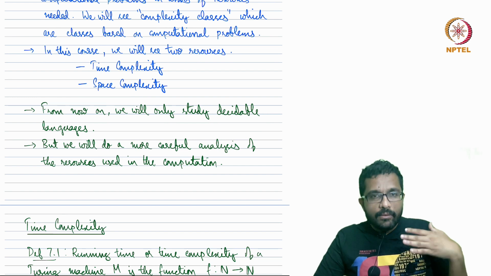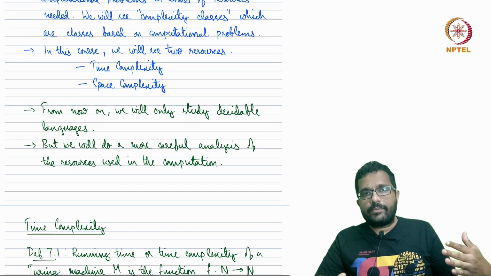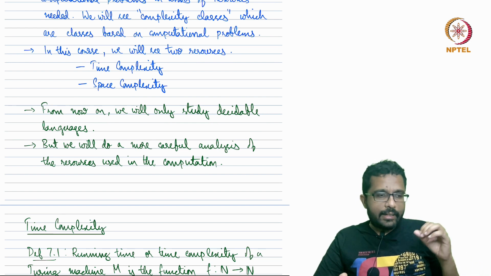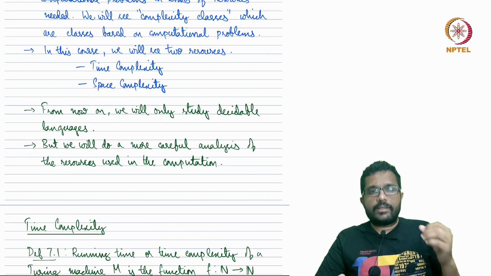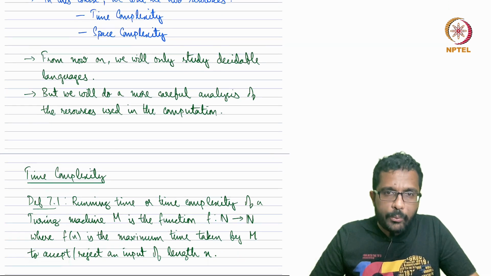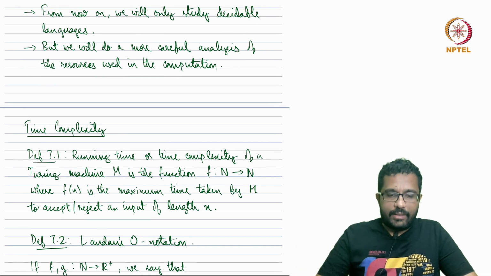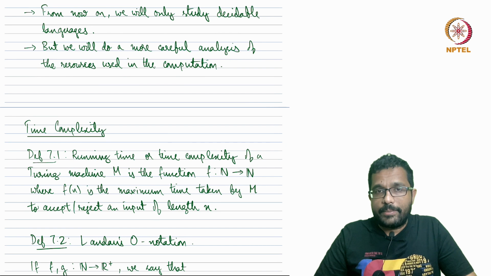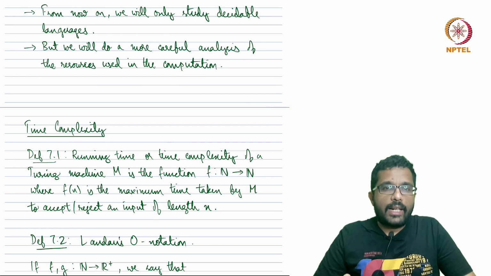Nothing like that. We'll just go and study the languages, assuming that they are decidable, and we will look at the time needed, space needed, etc. more carefully. So now, without spending much more time, let's delve into the 7th chapter of the book, Sipser. This chapter is on time complexity.